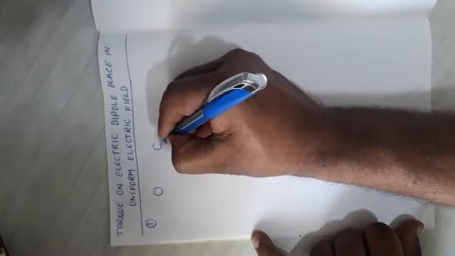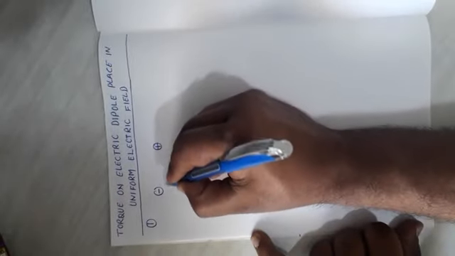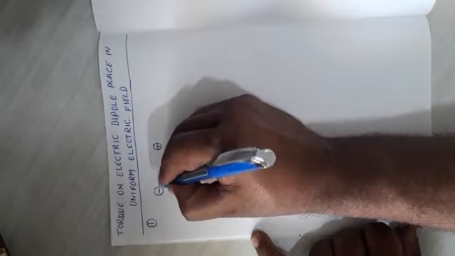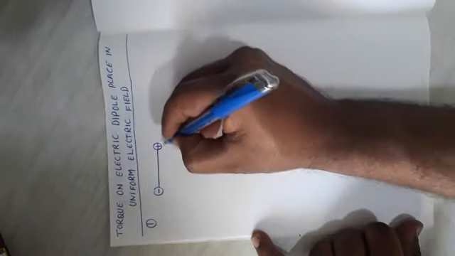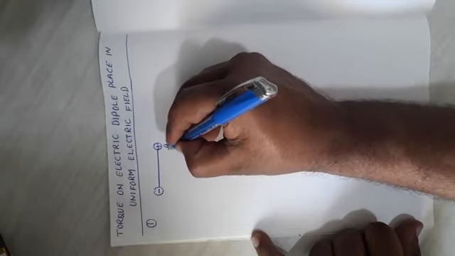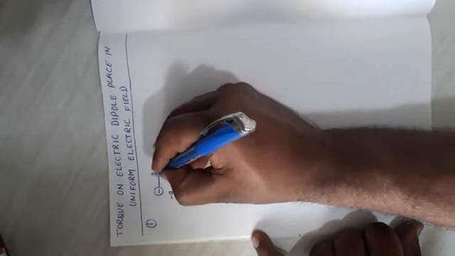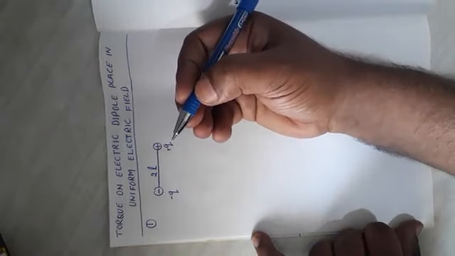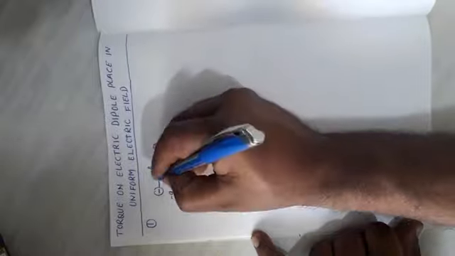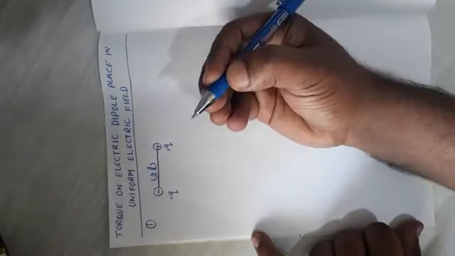Dipole is a system of two charges which are equal in magnitude but opposite in nature and which are separated by a very small distance. So, if it is charge plus q, then it will be charge minus q, and the separation between the charges is conventionally taken as 2L.